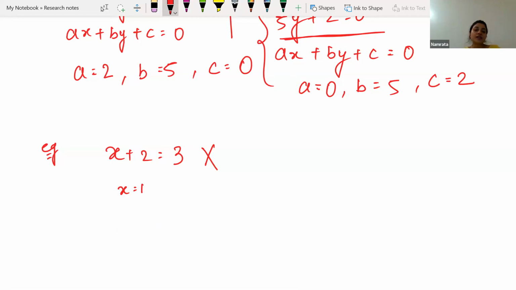What do you want to take as x? Yes, Rumaisha. Any number which you want to take as x must be valid for the given equation, which will give you 3 after adding with 2. There is only one number, that is 1.